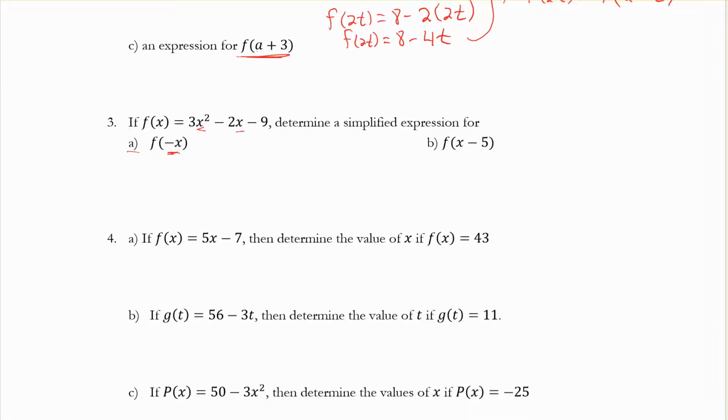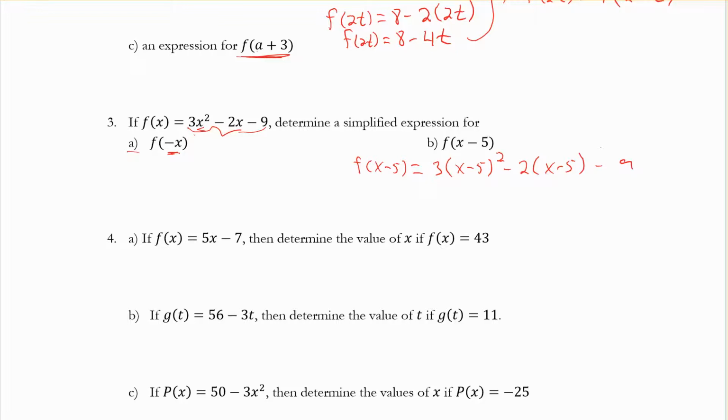Let's do b. It's a little bit tougher. So we're just gonna replace. So I'm just gonna write f of x minus 5 is equal to, well, I'm just going to replace every x here with x minus 5. So that would be 3 times x minus 5 squared minus 2 times x minus 5 minus 9. And I need to simplify this now, right? So I need to kind of expand what I can.